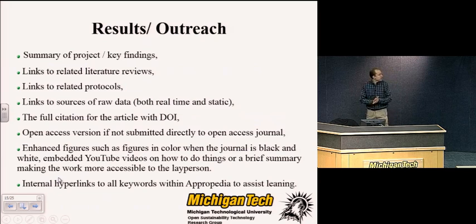And the last thing that we use Appropedia for is the results and outreach. So for every completed project, for every paper, we publish a summary of the project and the key findings that we found. Link it back to the literature reviews, because that's the base knowledge that made that paper possible. Link it back to the protocols or methods so that other people can replicate it immediately. Link to the sources of the raw data if we took raw data.